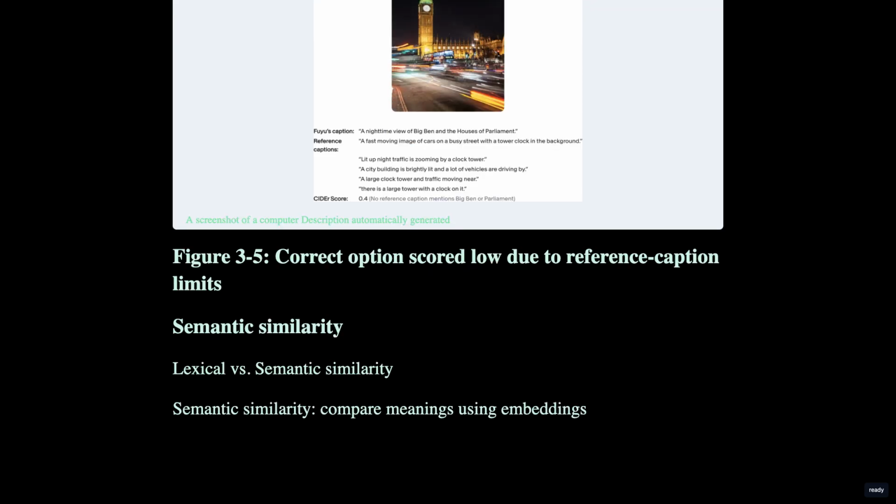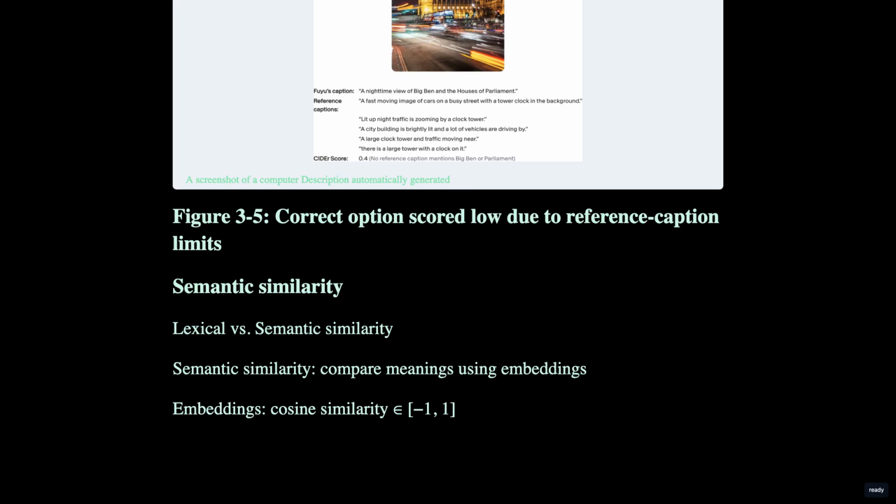Semantic similarity measures how close two texts are in meaning by first converting each text into a numeric vector called an embedding. For example, the sentence "the cat sits on a mat" might be represented as [0.11, 0.02, 0.54, ...]. Comparing these vectors, for example, with cosine similarity, tells us how semantically alike the texts are, which is why it's also called embedding similarity. Embeddings convert text into vectors, so we can compare meanings numerically.